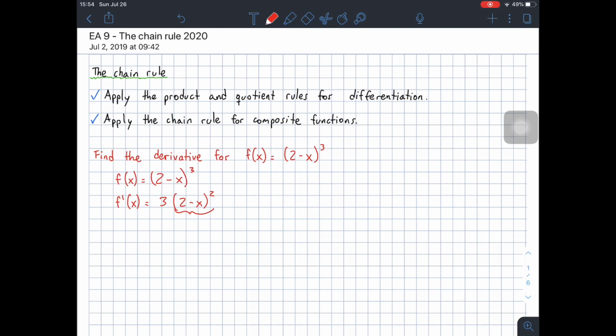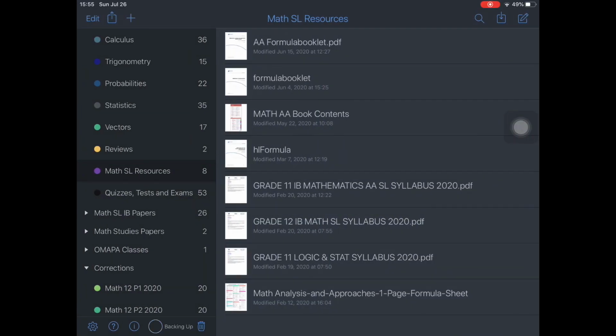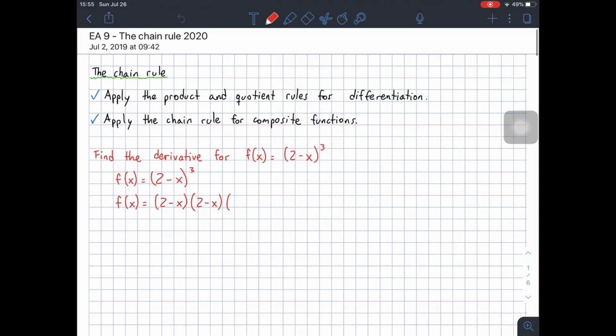Okay, so without knowing the chain rule, the only way I may think about in order to find the derivative is to expand this function and then see what happens, right? In order to expand this function, what I can do is rewrite 2 minus x 3 times, right? Because it's cubed. So times 2 minus x times 2 minus x times 2 minus x. There you go.